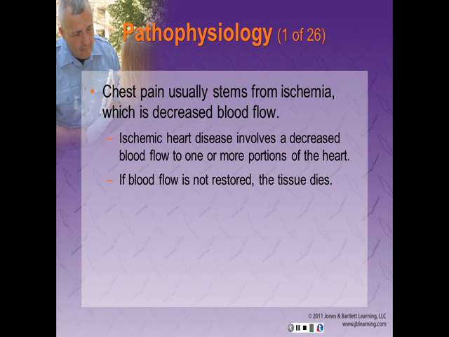Pathophysiology. Heart-related chest pain usually stems from ischemia, and this is decreased blood flow to the heart or inefficient supply of oxygen and nutrients. Ischemic heart disease involves a decrease in blood flow to one or more portions of the heart muscle. If the blood flow is not restored, tissue dies.